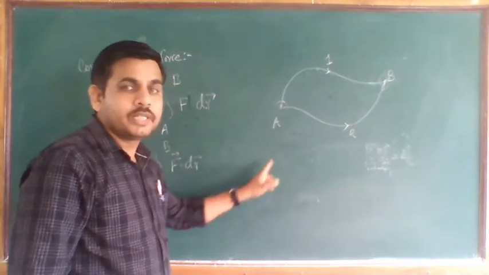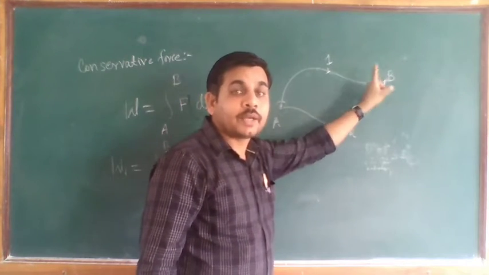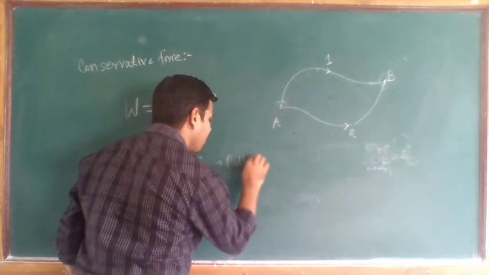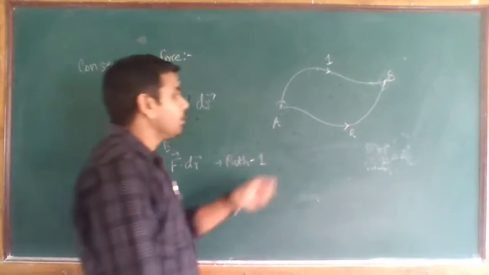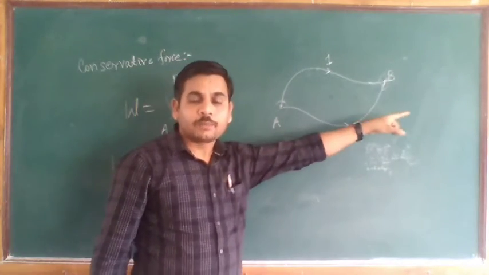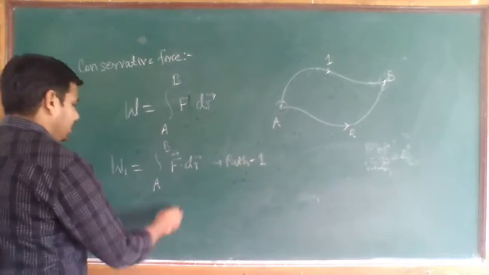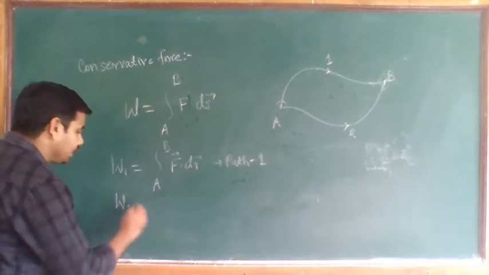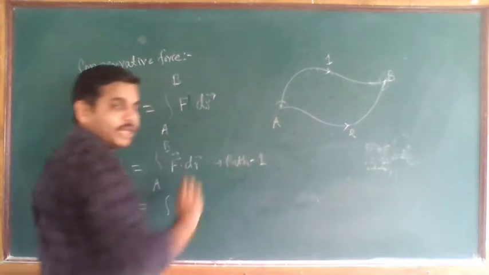This particle will be displaced from position A to B along path 1. So this is for path 1. And if you consider it, the object will be moving from B to A along path 2. So we can say that the total work done will be W2 dash, which is from B to A.